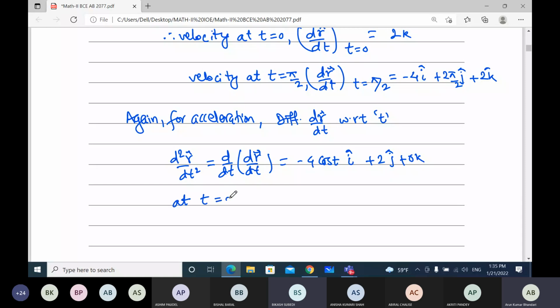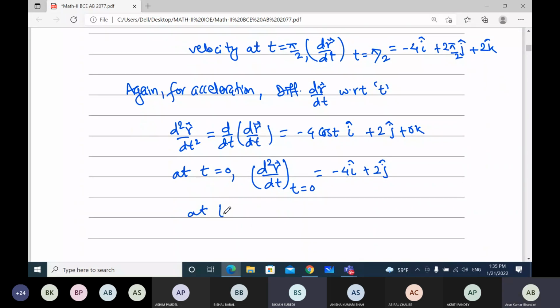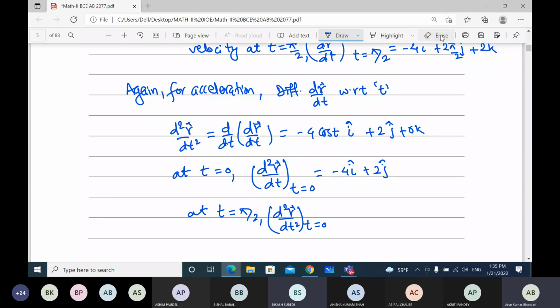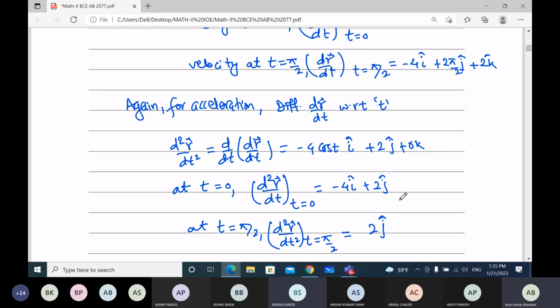At t equals 0, d2r by dt square is equal to minus 4i plus 2j, and at t equals pi by 2, d2r by dt square is simply twice j, as cos pi by 2 is 0. So these are the velocity and acceleration.